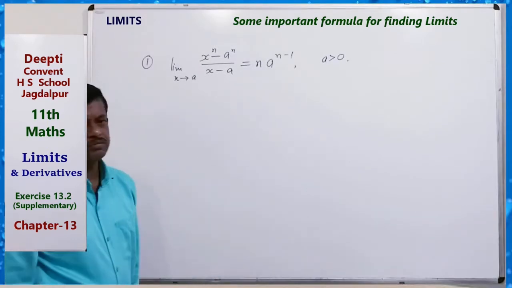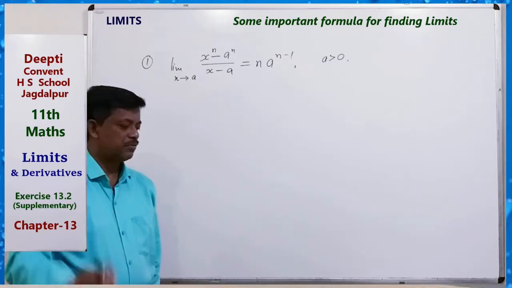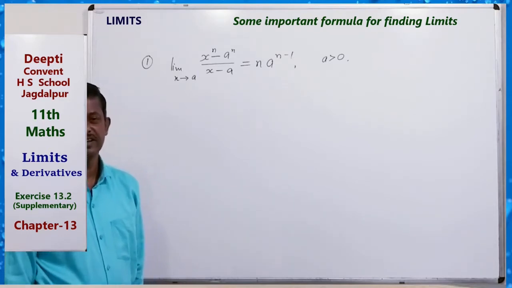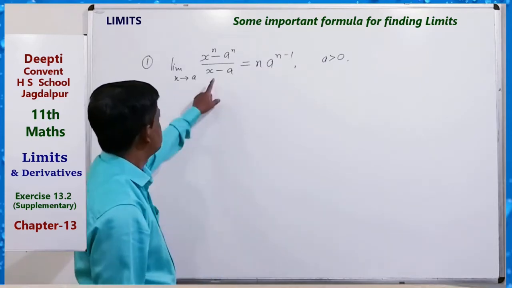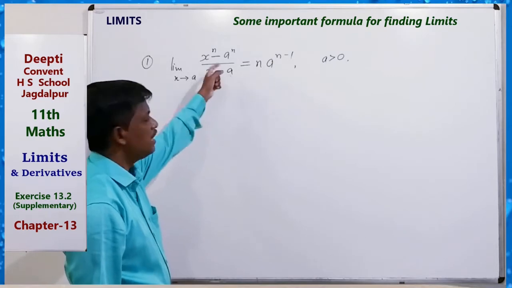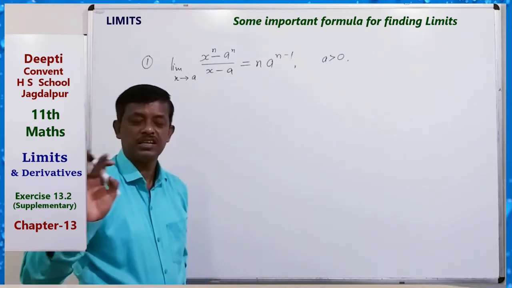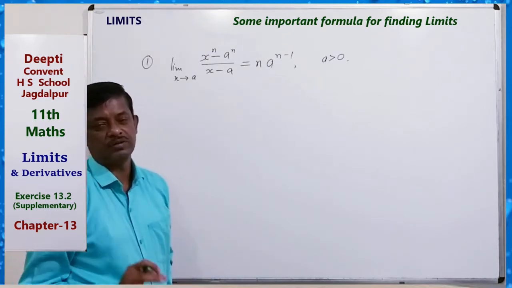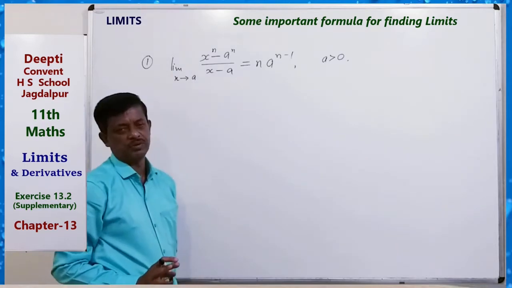There are 5, 6, 7 such formulas that are very important for finding limits of different types of functions. Here a is greater than 0, a positive value, and n may be integral or also a rational value, like 1 by 2, 3 by 2, 4 by 2. The proof is very simple.